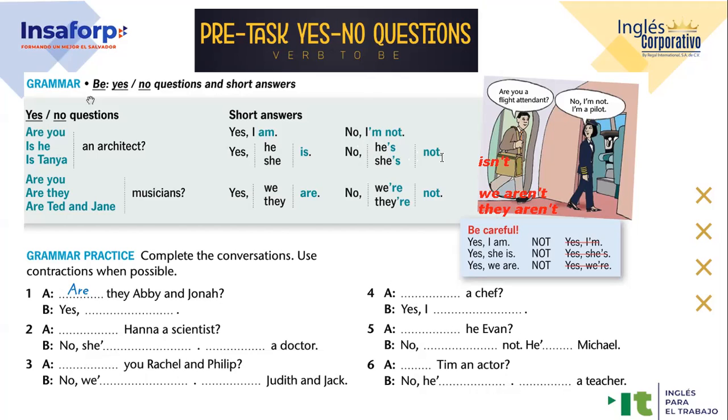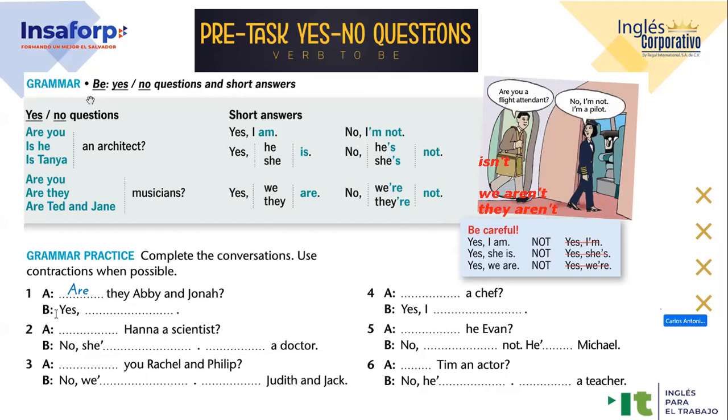No, I'm not. No, he's not. No, she's not. No, we're not. No, they're not. O podría ser, no, he isn't. No, she isn't. No, we aren't. No, they aren't. Aren't. Por ahí pueden utilizar las que a ustedes más les guste. Que vaya aquí la contracción o que vaya acá. Cualquiera de las dos está bien. Muy bien, vamos completando el ejercicio que está ahí.